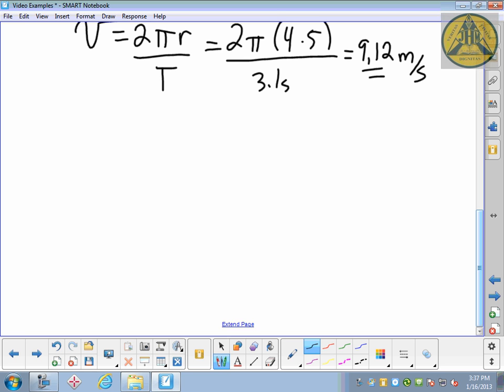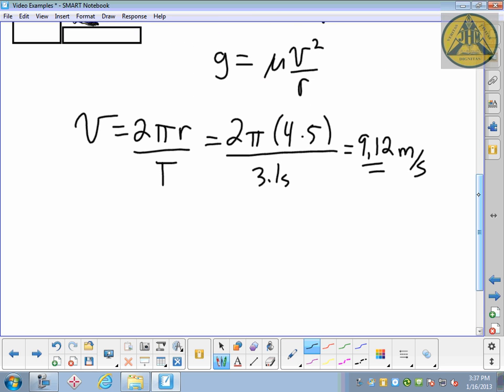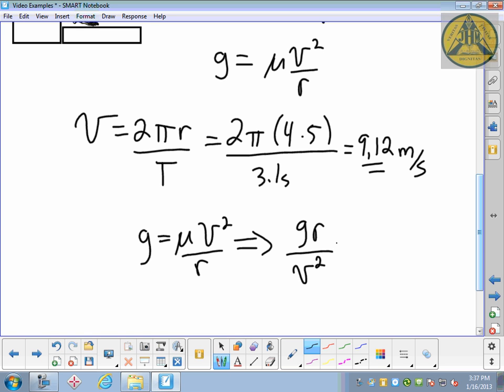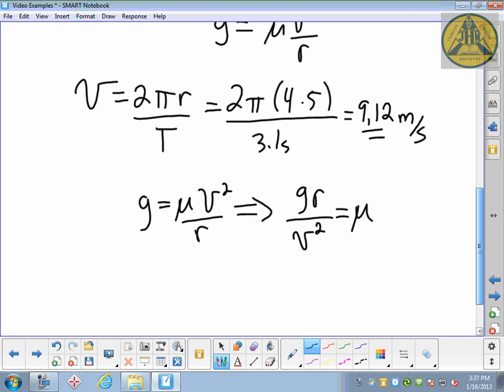I'm going to rearrange the formula with mu. So it's g equals mu v squared over r. I'm going to solve that for mu. So it's g r over v squared equals mu. So cross multiplying again, the r comes up and multiplies gravity, then divide both sides by v squared.